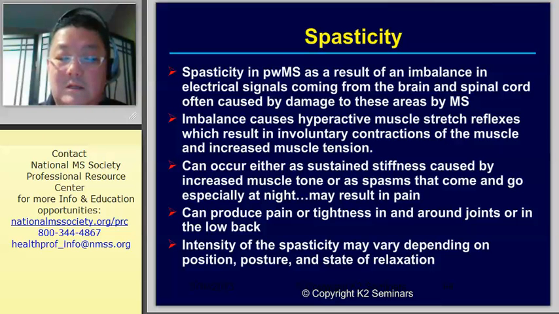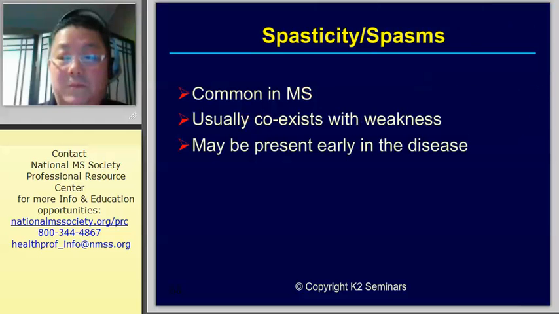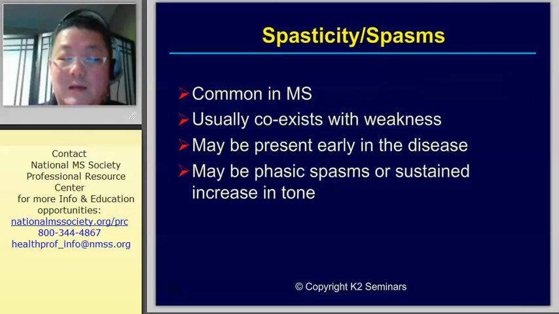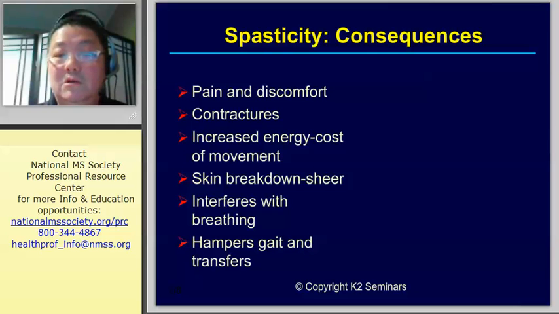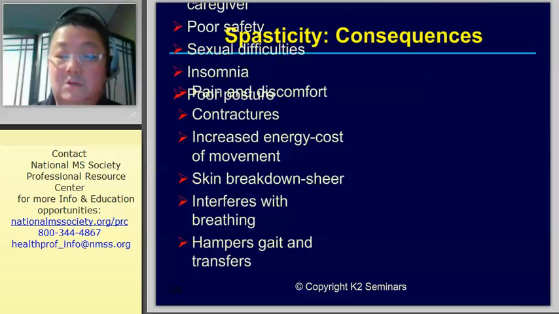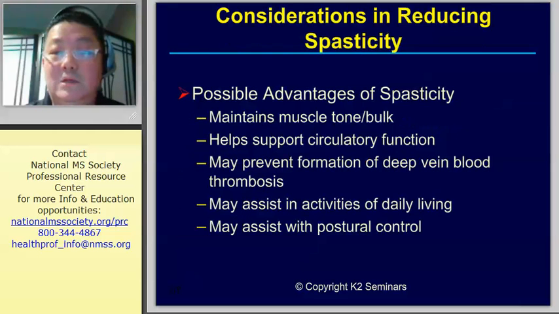It can occur either as a sustained stiffness caused by increased muscle tone or as spasms that come and go, especially at night, which might result in pain. Well, I can get rid of the pain. That's not a big deal. It can produce pain and tightness in and around joints or in the low back. So being able to reduce that pain becomes fairly critical. Intensity of the spasticity may vary depending on position, posture, and state of relaxation. And really, in any case, we should be able to get rid of that spasticity nicely.